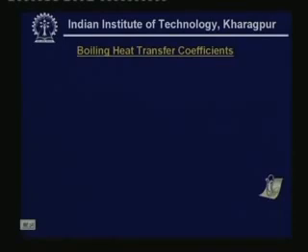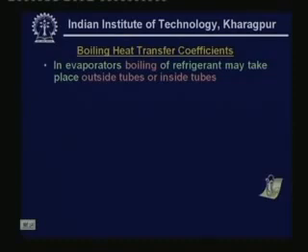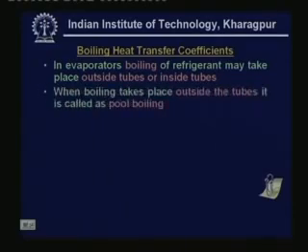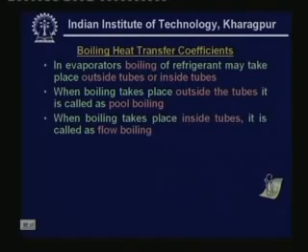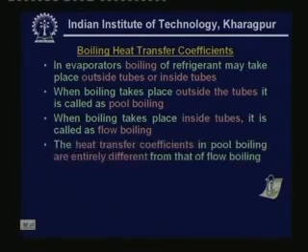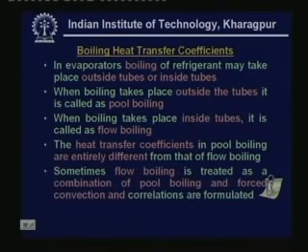Now let us look at boiling heat transfer coefficient, that means heat transfer on the refrigerant side. In evaporators, boiling of refrigerant may take place outside tubes or inside tubes. When boiling takes place outside the tubes, it is called pool boiling. You might have studied this in your basic heat transfer course, pool boiling. When boiling takes place inside tubes, it is called flow boiling. The heat transfer coefficients in pool boiling are entirely different from those of flow boiling. Okay. Sometimes flow boiling is treated as a combination of pool boiling and forced convection, and correlations are formulated based on this model.